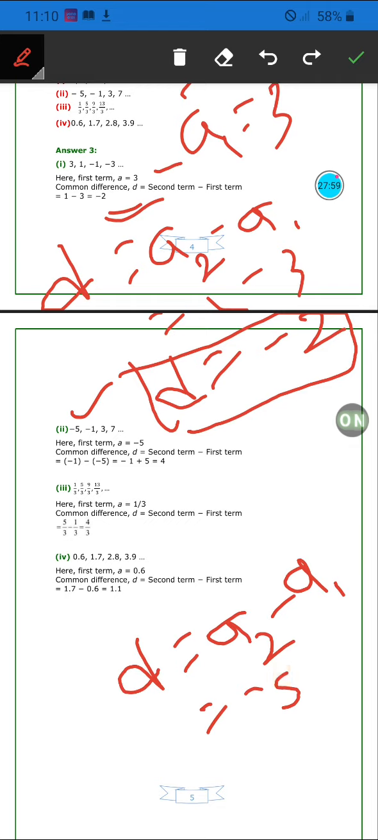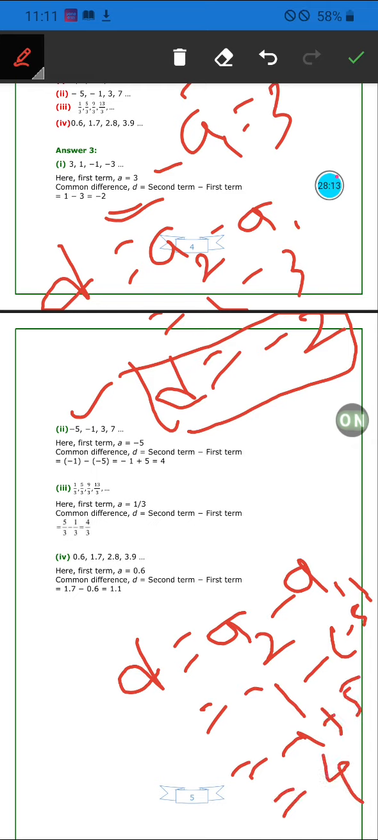A2 is minus 1. A1 is minus 5. Okay. Minus 1, minus of minus becomes plus 5. So minus 1 plus 5, what does the answer become? 4. So D value is 4. In the second question, A value is minus 5, D value is 4. Okay. Hope you understand.